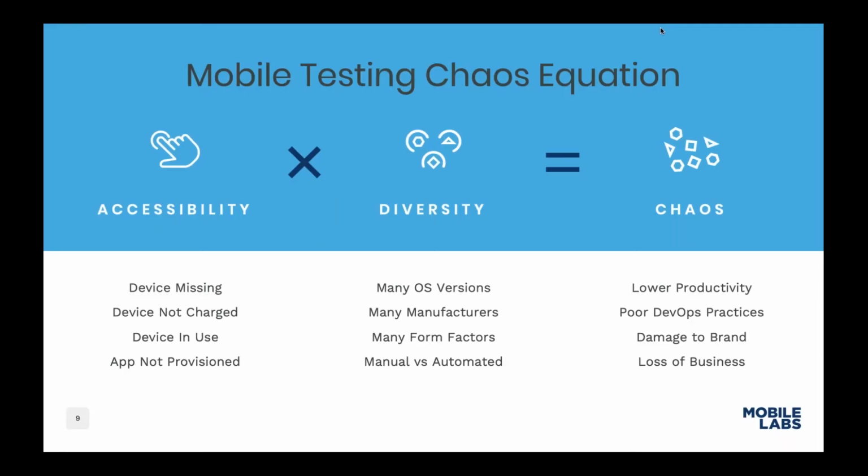These illustrate common problems, in that we've got what I've created as the mobile testing chaos equation: challenges and accessibility of devices times the diversity of devices and testing gives you chaos. If we look at accessibility challenges, like devices missing or devices not charged, or someone has a device that's being used and I can't, or if you've followed Apple and understand Apple provisioning rules, then you might want to work for Apple, because they don't understand Apple app provisioning rules for iOS. Those are challenges that you have to overcome even to be able to test.